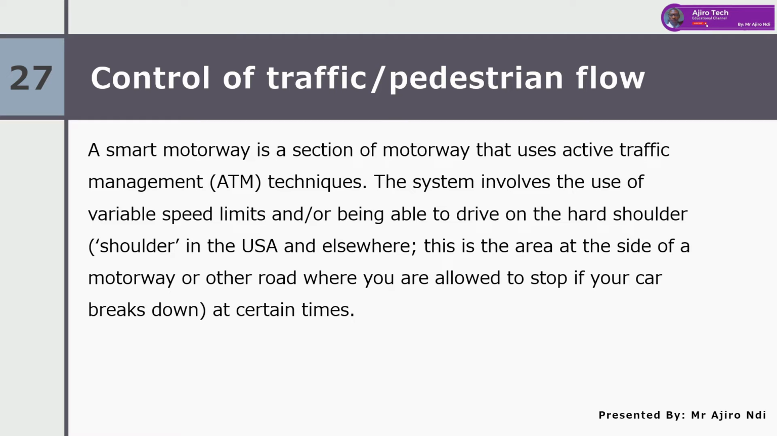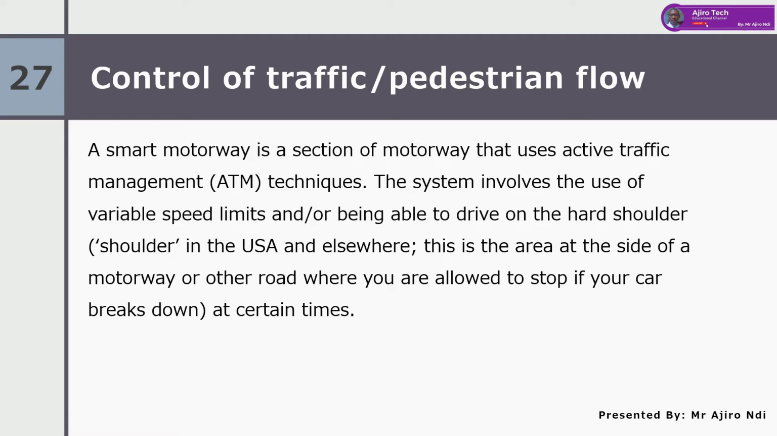Now, right there on your screen, a smart motorway is a section of motorway that uses active traffic management techniques. This system involves the use of a variable speed limit or being able to drive on the hard shoulder. The shoulder, in the US and elsewhere, is the area at the side of a motorway or other road where you are allowed to stop if your car breaks down at certain times.